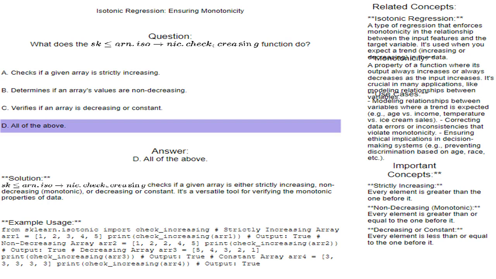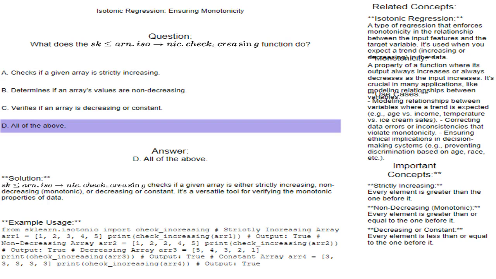This statement is correct. The check_increasing function verifies if an array is strictly increasing. A strictly increasing array means each element is greater than the one before it. This function would return true for arrays like 1, 2, 3, 4, 5.